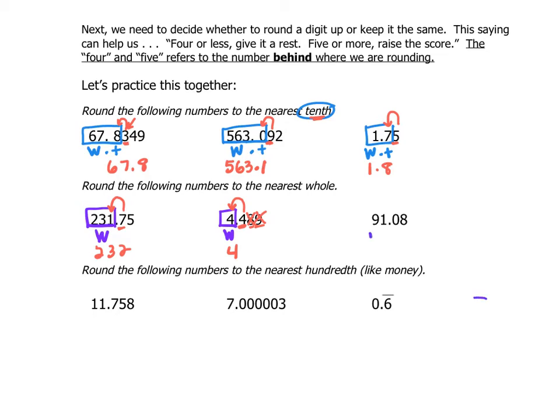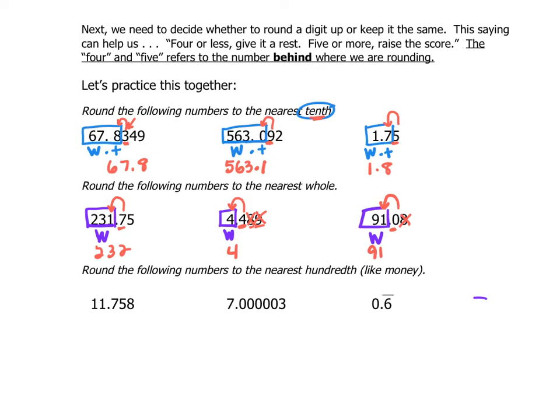All right, so 91 is the whole number. And we're going to look behind it, and I see 0 is the bossy number. We don't care about the 8. It's inconsequential. This 0 is 4 or less, so it tells 1 to stay. So this answer is 91.